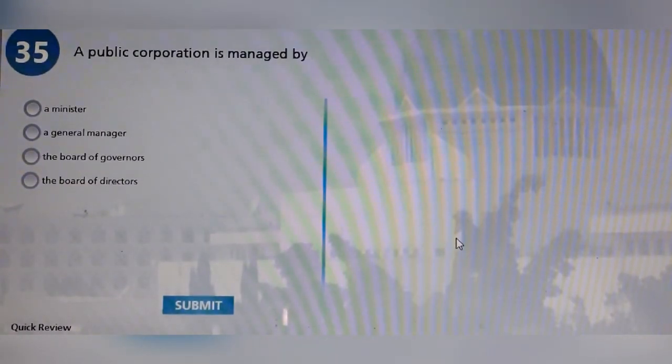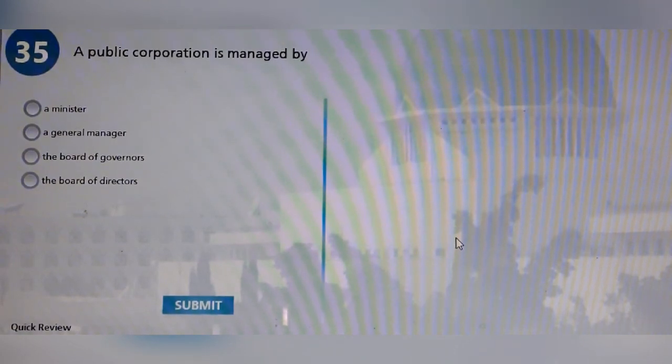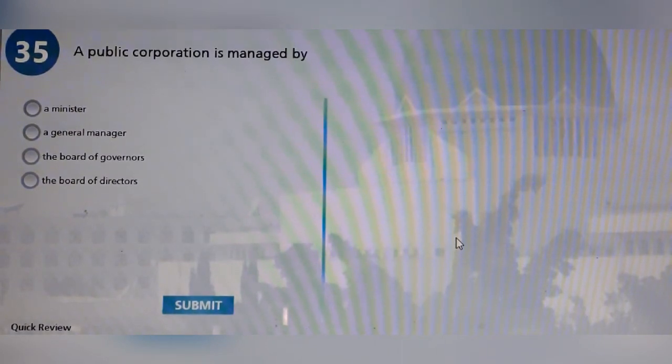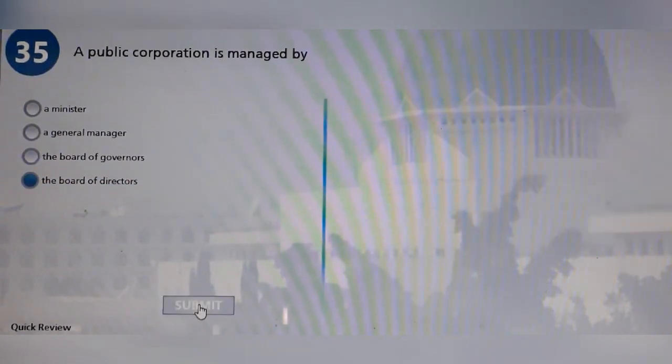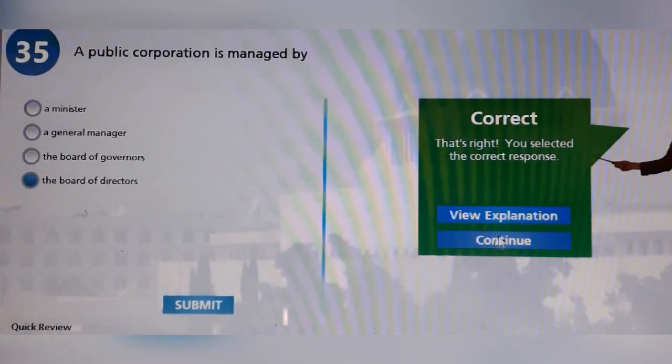Let's move over to number 35. Number 35 says a public corporation is managed by, what's a public corporation? It's an enterprise that provides essential services to the people, like I mentioned earlier. So it is managed by A. minister, B. a general manager, C. the board of governors, or D. the board of directors. We know a public corporation is managed by the board of directors. So our correct answer is D, the board of directors.